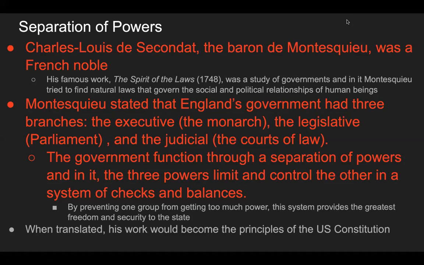Montesquieu stated that England's government had three branches: the executive, the monarch; the legislative, Parliament; and the judicial, the courts of law. The government functioned through a separation of powers, in which the three powers limit and control the other in a system called checks and balances. If you remember from your 8th grade year, there you go. By preventing one group from getting too much power, this system provides the greatest freedom and security to the state. And when translated, his work would become the principles of the United States Constitution.